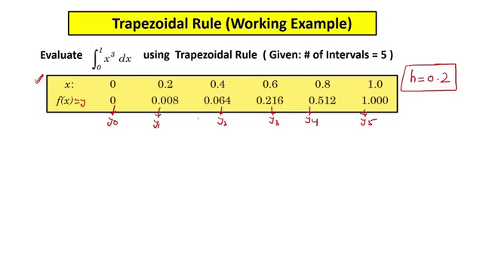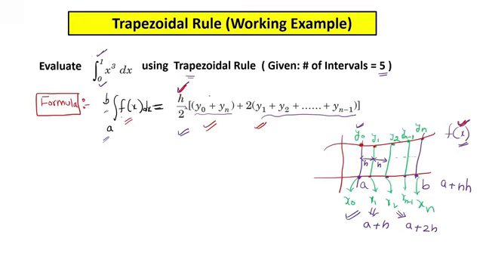Now let's apply the formula. As you can see in this general formula, we have h by 2, then we have the y0 and yn. This y0 is the first value of the y and this yn is the last value of the y. Then the remaining values, y1 to yn minus 1, are added and multiplied with 2. And finally all this is multiplied by h by 2. Let's see how we will use it in our example.